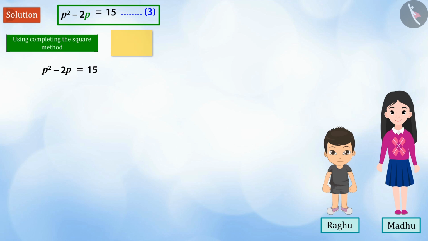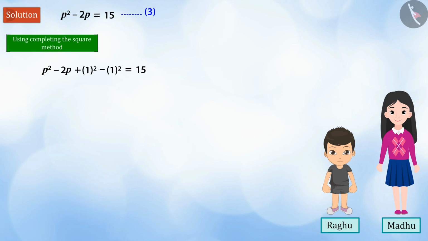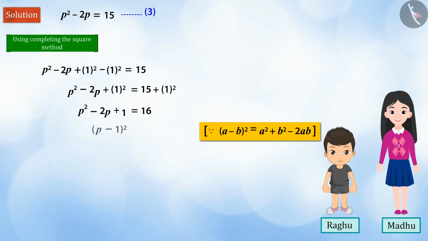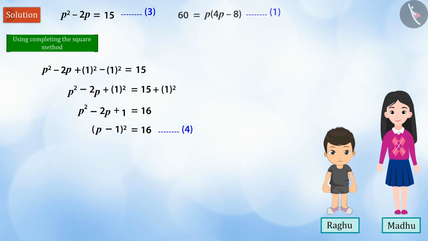If we divide the coefficient of p in equation 3 by 2, we will get 1. Adding and subtracting the square of 1 on the left side, we can balance the equation. Thus, we get the equation p square minus 2p plus 1 is equal to 16, which can be written as equation 4. Note that the solution of equation 1 will be the same as that of equation 4, which gives a value of p minus 1 is equal to plus or minus 4 after solving.